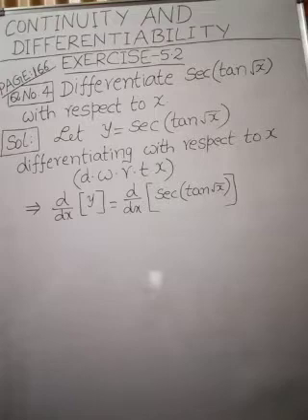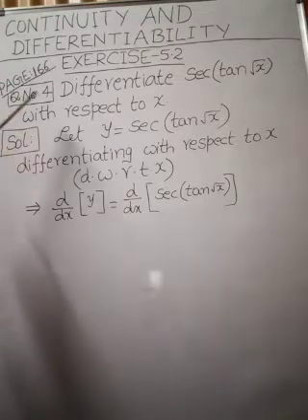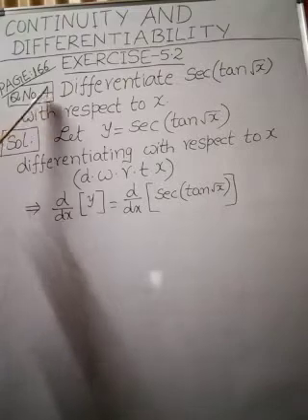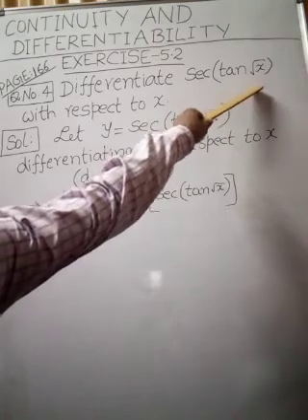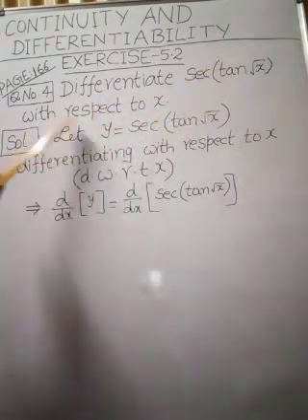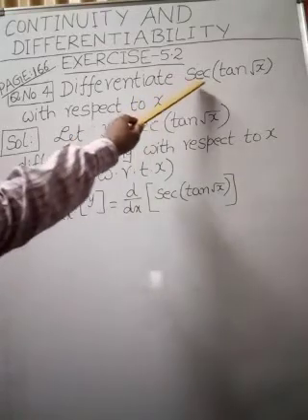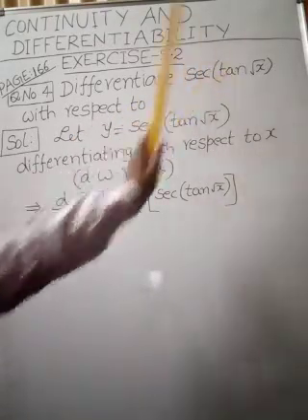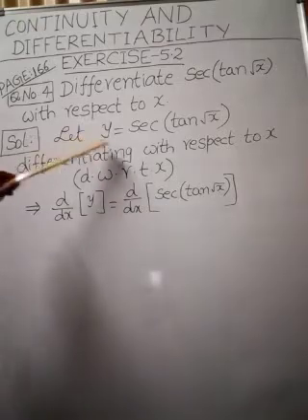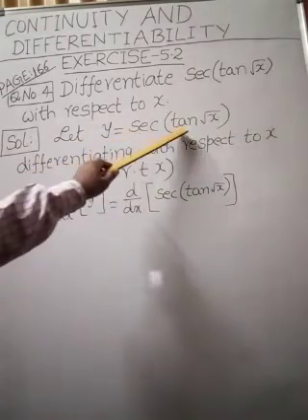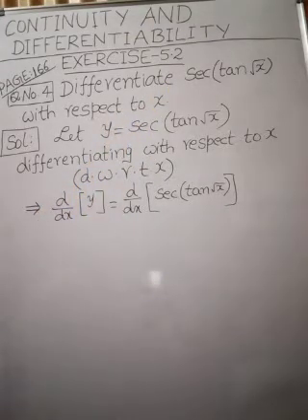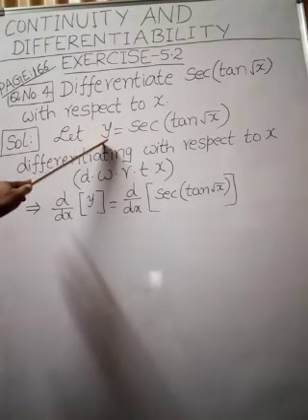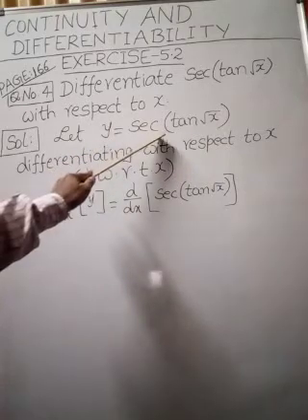Okay, my dear children, now I am explaining question number 4. Differentiate secant of tan root x with respect to x. We have to differentiate this function with respect to x. So let us consider y is equal to secant of tan root x. For the first two questions also, we considered the given function as y, so here also we are assuming that the given function is y. Understood this step, my dear children?